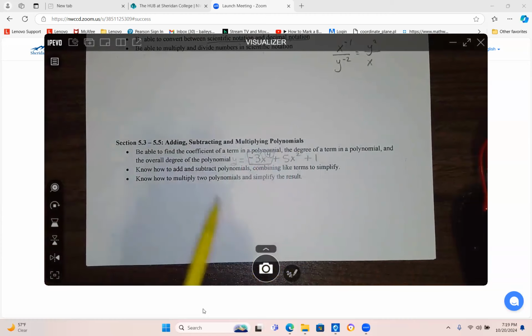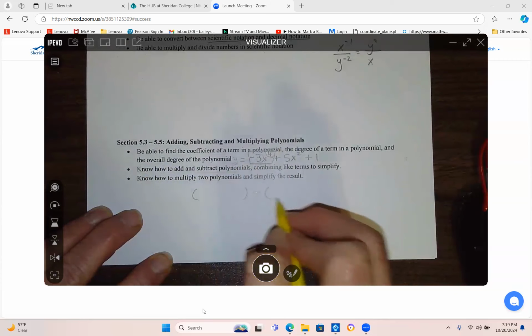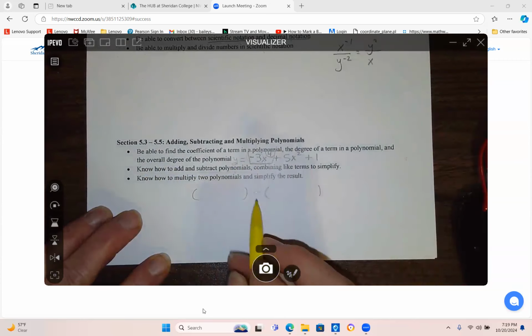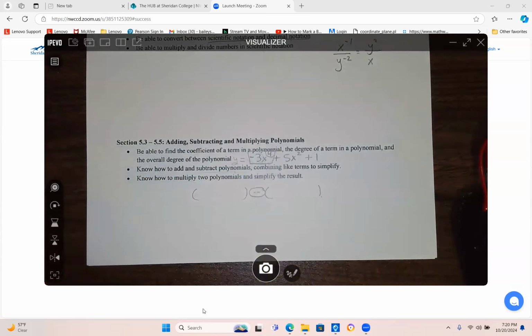Okay, and let's see. Know how to add and subtract polynomials, combining like terms to simplify. My only caution is that if you are subtracting one polynomial from another, just remember that this will change the signs in the following polynomial. And then once you do that, you can add like terms. So be aware of that subtraction symbol.